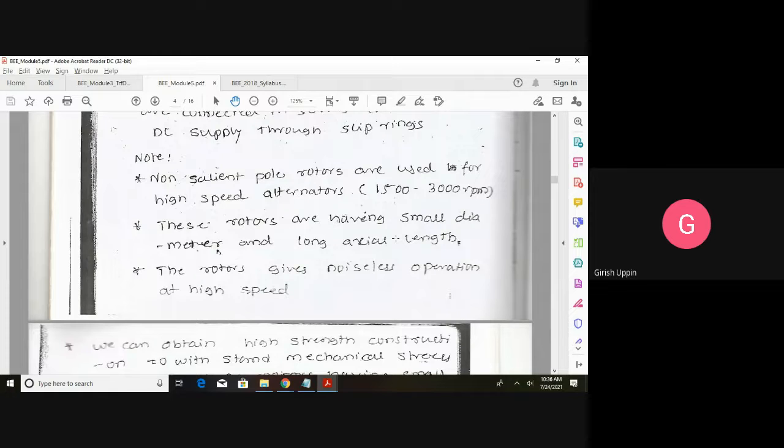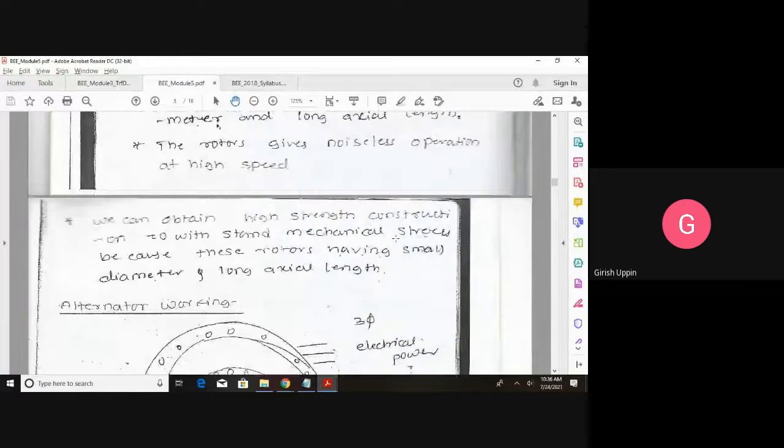These rotors have small diameters and long axial lengths. The rotor gives a noiseless operation at high speed. Because of its construction, it gives almost noiseless operation even at a very high speed. We can obtain high strength construction to withstand the mechanical stresses because these rotors have small diameters and long axial length. Because the diameter is small and the length is longer, mechanically it is very, very strong to run at a very high speed.